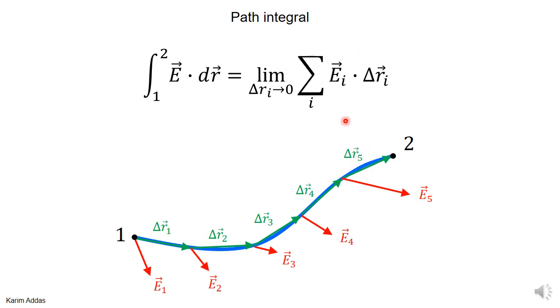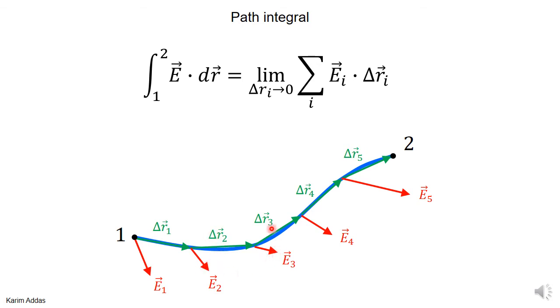So what does this integration involve then? You get the value of the electric field vector at 1, E1, you take the dot product with delta r1, and you get a number. Then you go to this element of length, you get the electric field vector at this point, E2, and you take the dot product with delta r2, and you get a number.